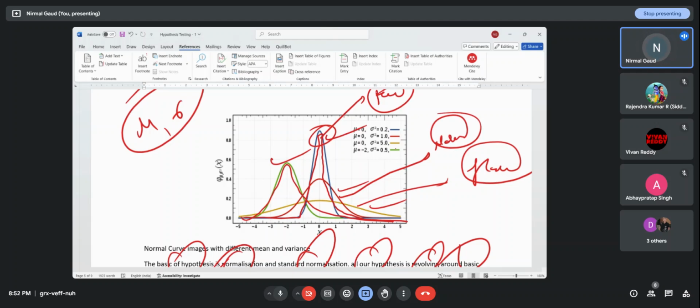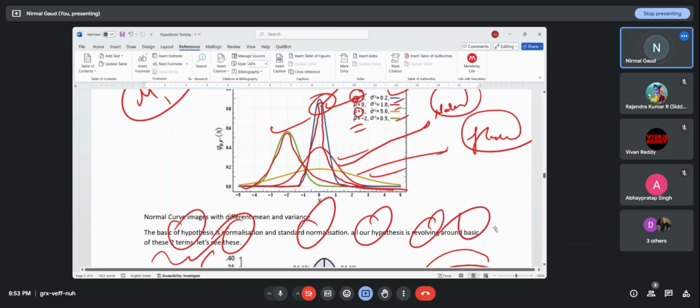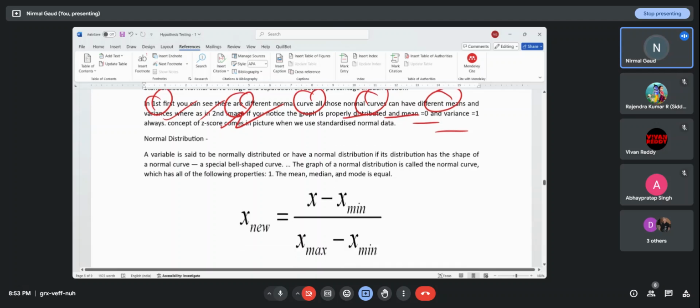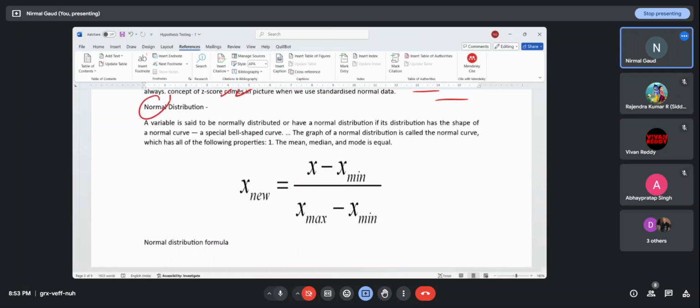Okay, so there can be different kinds of distribution. It is saying that I am having mean zero for three of the plots, and one I am having mean minus two. And this is variance: variance for the red one is 1, variance for yellow is 5, variance for green is 0.5, variance for blue is 0.2. So I am having different means and different variances for the plots, and this is your normal distribution.